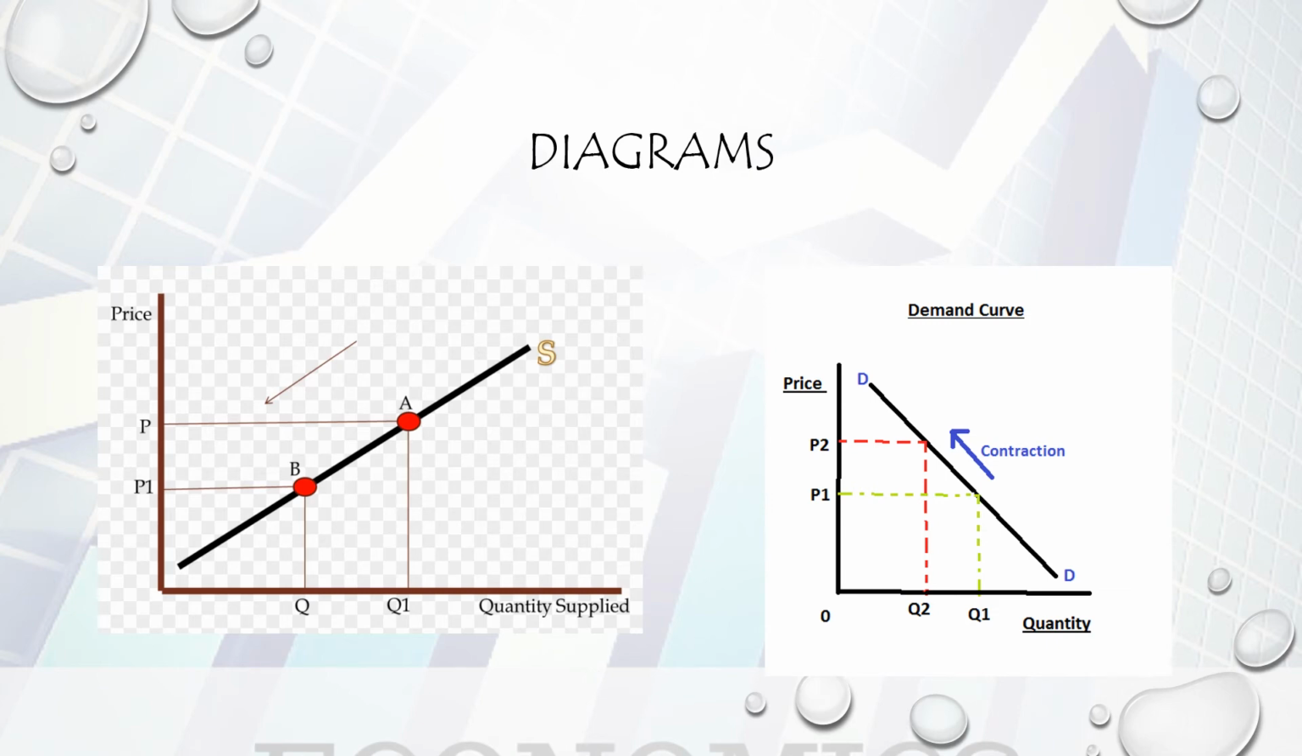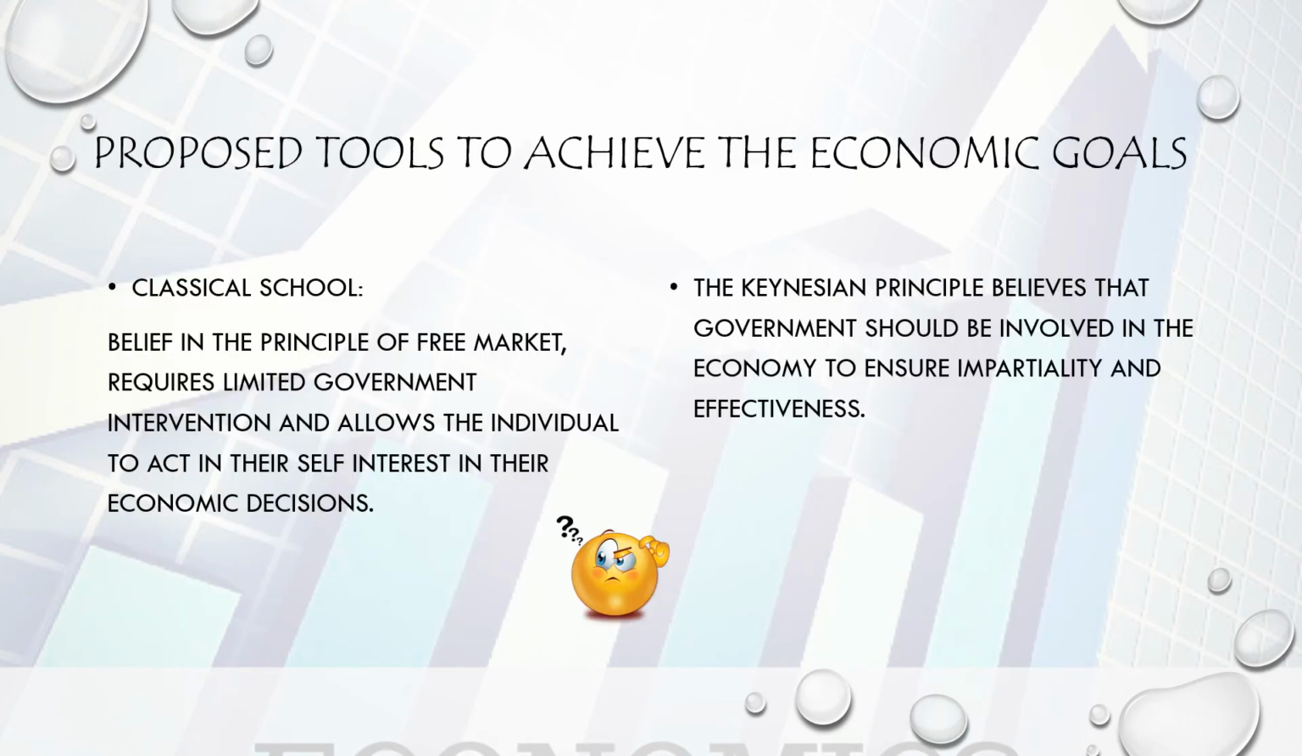The third difference is the proposed tools to achieve the economic goals, which is a more technical way of saying the proposed theories for the economy to be at its best. The classical school's belief in the principle of free market requires limited government intervention and allows the individual to act in self-interest in economic decisions. In contrast, the Keynesian principle believes that government should be involved in the economy to ensure impartiality and effectiveness.